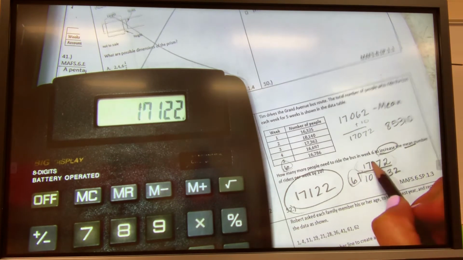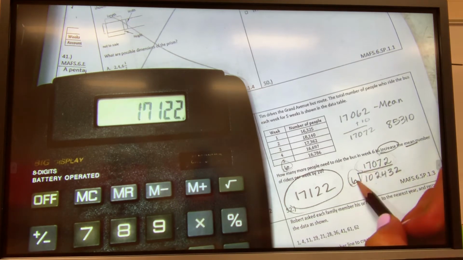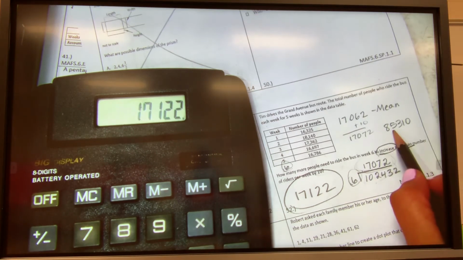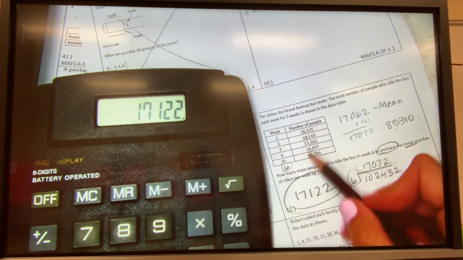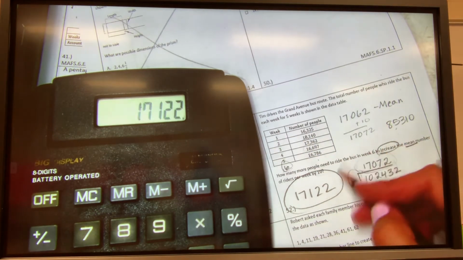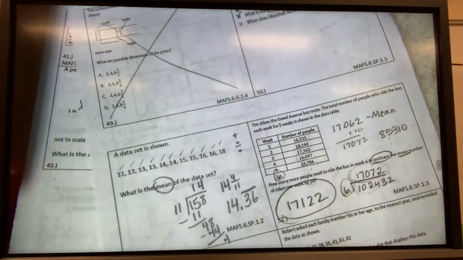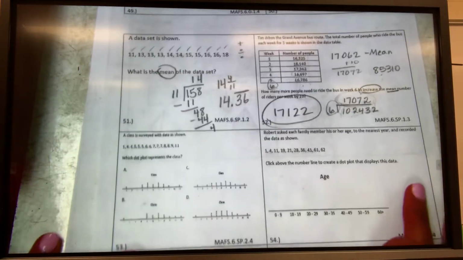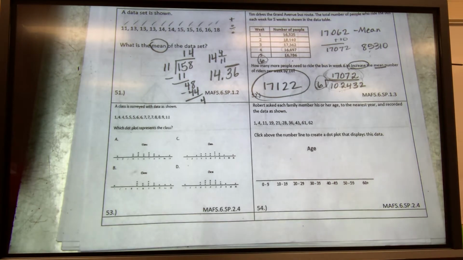If you multiply these together, that's how I got the 102,432. I multiplied these. Then I took this number and subtracted it, and that's what's going to give me the answer. You know your answer has to be close within this range because I'm only increasing it by 10. That one was tough. That's one on FSA that you flag and you come back to later, once you have all of the other answers done. So now let's look at 53.